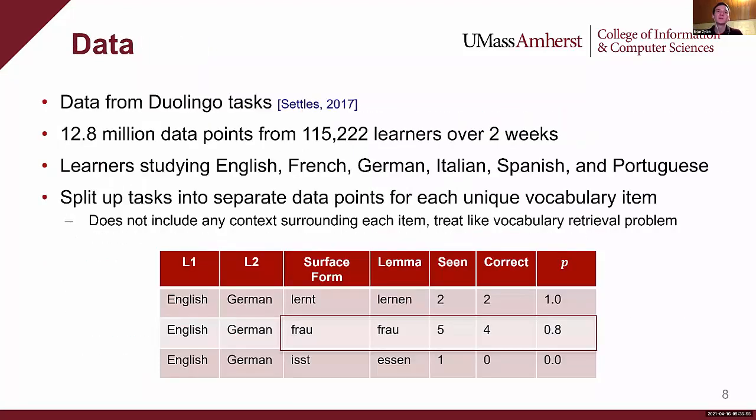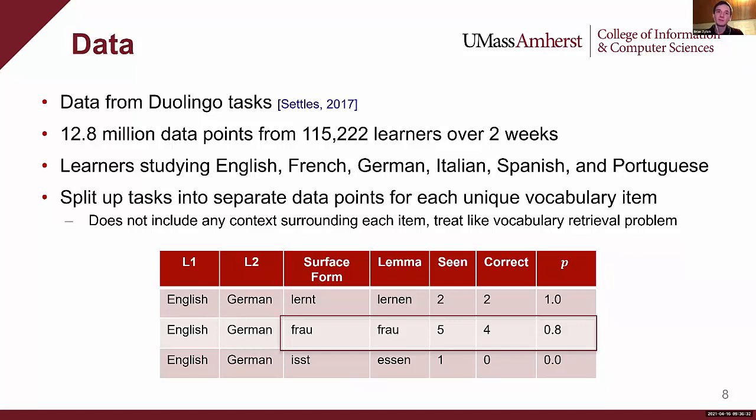So the data that we use is from Duolingo tasks. Specifically, it's the data set that they use in the half-life regression paper. And it contains 12.8 million data points from 115,000 learners studying 6 different languages. Notably, the tasks in this data set are split into separate data points for each unique vocabulary item. So even though it may be a translation task, it does not include any context surrounding each item. So we can treat this like a vocabulary retrieval problem.